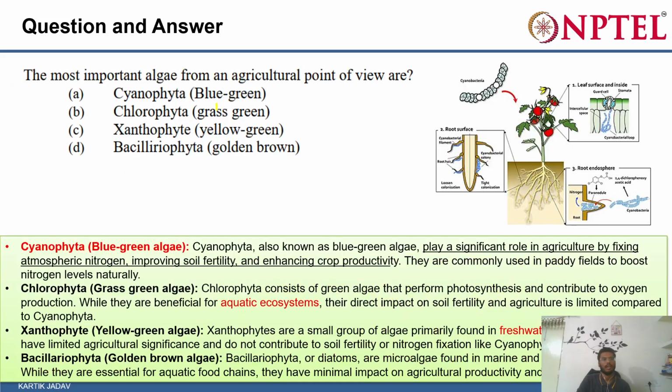Most important algae from an agriculture point of view are, so we know that among the blue green algae, yellow algae, and golden brown algae, blue green algae, also known as cyanophyta, are very important from an agricultural point of view, because they play a significant role in agriculture by fixing atmospheric nitrogen that improves soil fertility and enhances crop productivity. They are commonly used in paddy fields to boost nitrogen levels naturally.